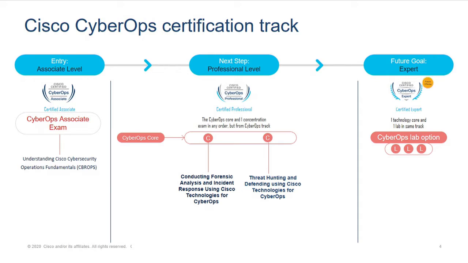Now, the CyberOps specialist and professional level tracks are scheduled to roll out in November, and you can find out more information about them on cisco.com or on Cisco Learning Network. Cisco Certified CyberOps Expert is still a ways out, so I won't go too far into that, but you should be able to find the blueprints for the two CyberOps professional tracks now.